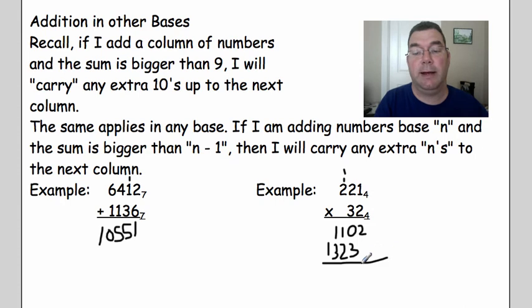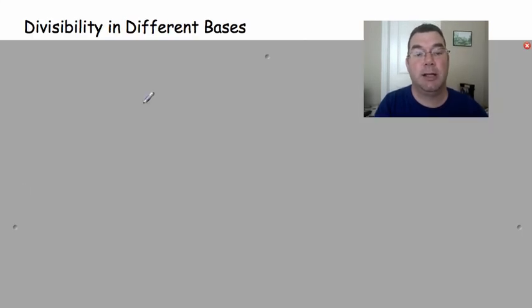And then we add all that up. 2, 0 and 3 is 3. 1 and 2 is 3. 1 and 3 is 4, but 4 base 4 is 10. And then 1 and 1 is 2. So 221 base 4 times 32 base 4 is 20,332.